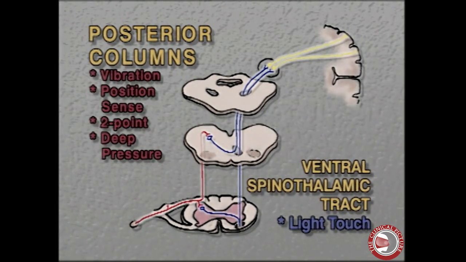The other ascending tract we want to evaluate is the posterior columns. The posterior columns are the fasciculus gracilis and fasciculus cuneatus. The posterior columns transmit the sensations of vibration, deep pressure, position sense, two-point discrimination, and warm and cool.